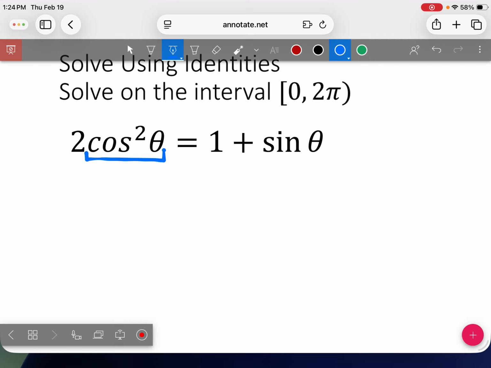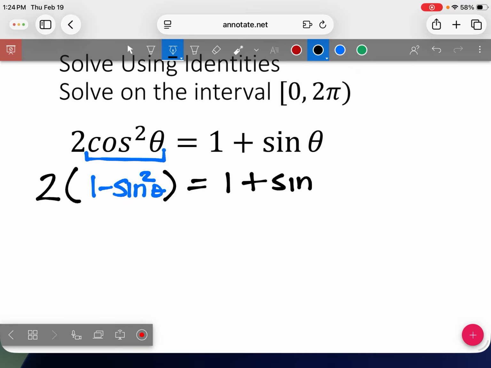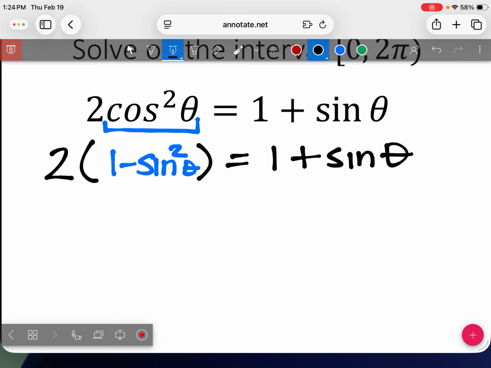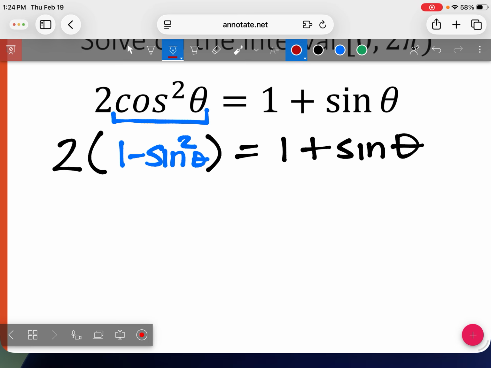All right, I can't do anything with this. This has to stay. But what did we say cosine squared equaled? 1 minus sine squared. So I got a 2, make a parentheses, and in the parentheses put 1 minus sine squared. And that's going to equal 1 plus sine. Go ahead and distribute.